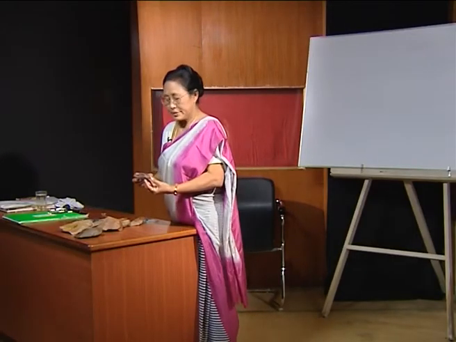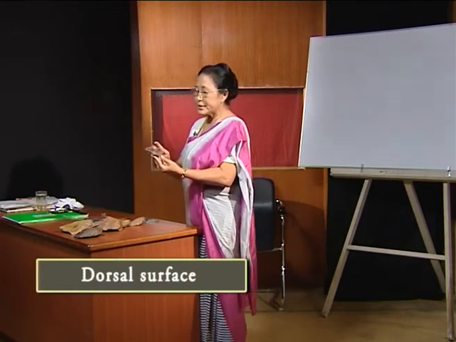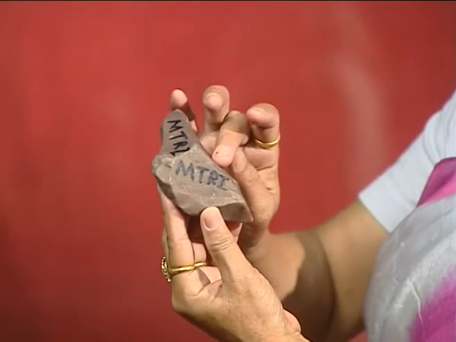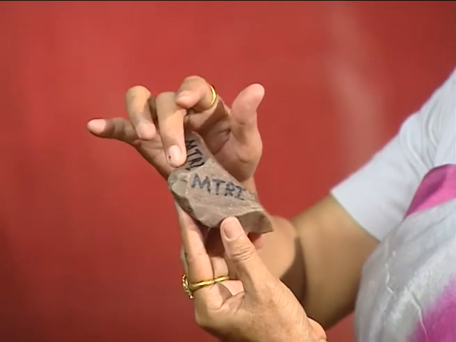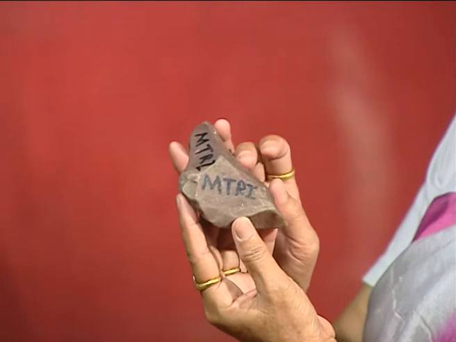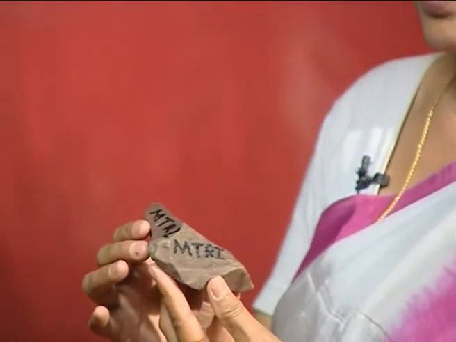Now let us discuss the dorsal surface. The dorsal surface is represented by main primary large flake scars, number 1, 2, 3, 4. These are the large primary flake scars, and there is a number of secondary flake scars towards the periphery.